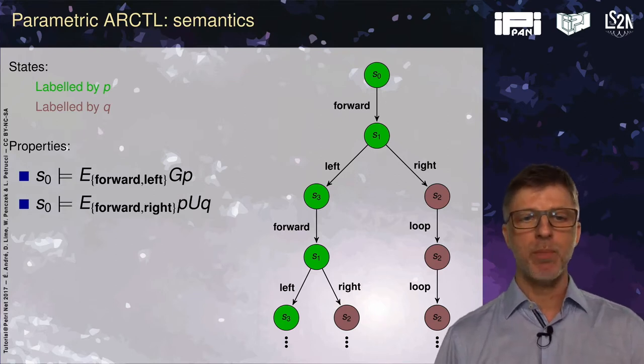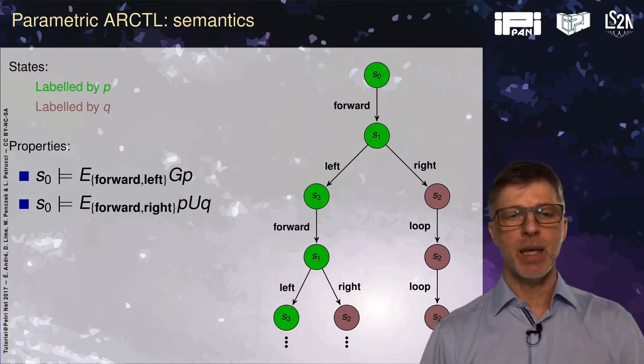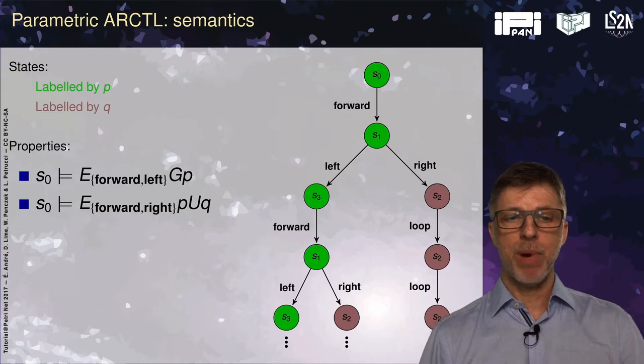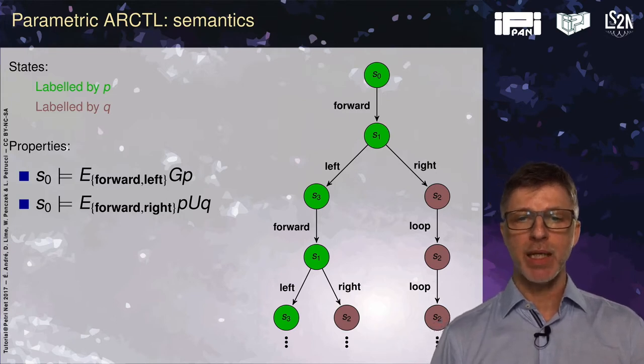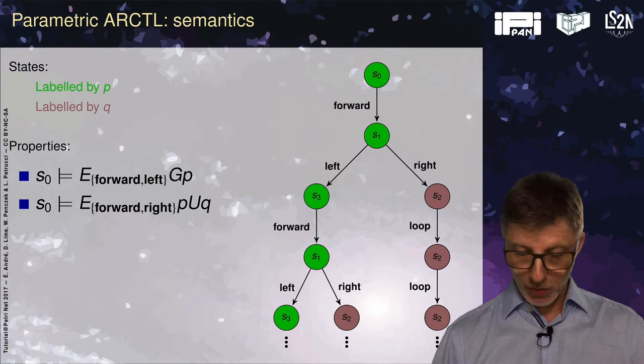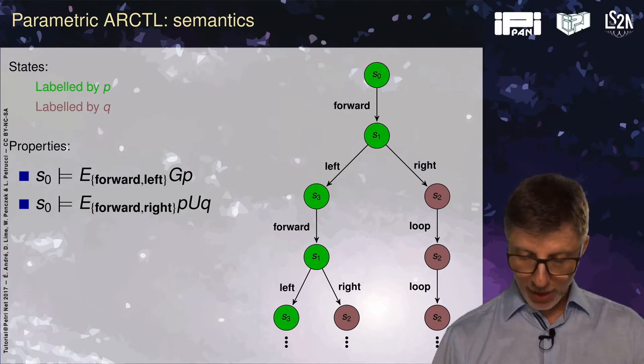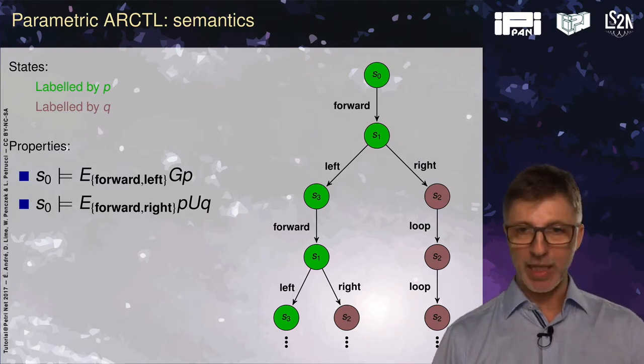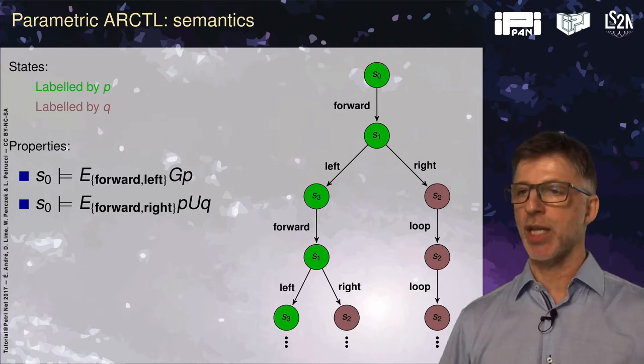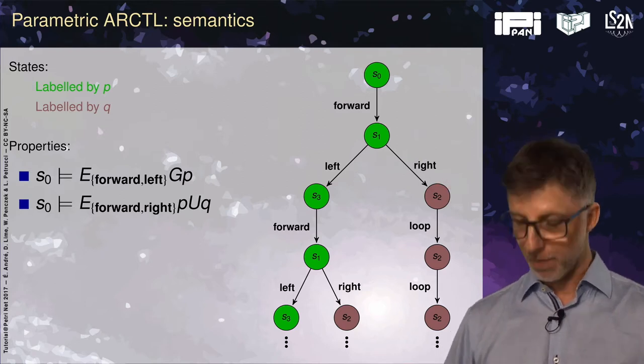Let's look at another property. There exists a maximal path over forward and right such that P until Q. So you can also find out that we have such a path which satisfies that property.